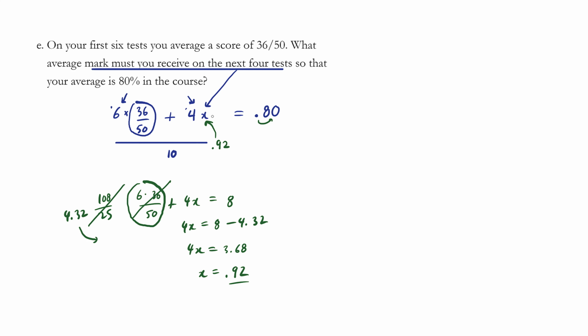So if we put in 0.92, let's verify this result. You plug it in, multiply by 4, multiply by this number here, divide by 10, and indeed we get 80%.